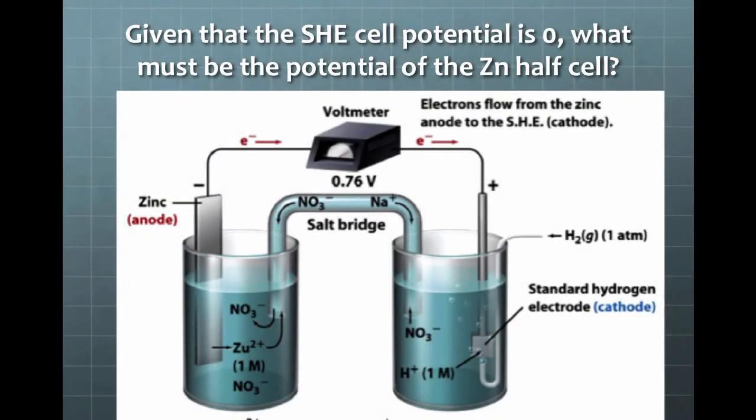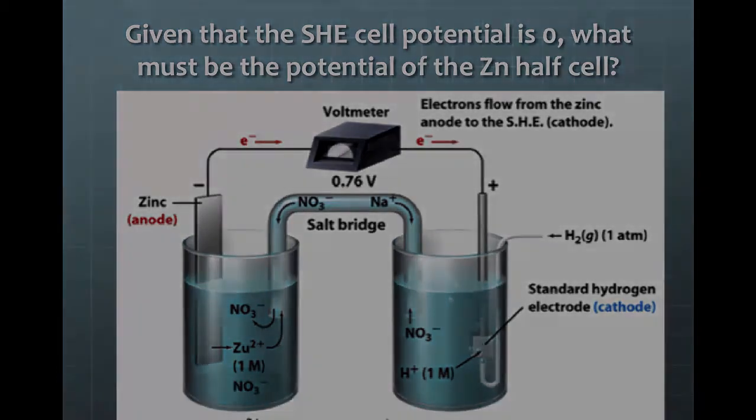Given that the SHE electrode cell potential is 0, what must be the potential for the zinc half reaction cell? Pause the video and try to determine the answer. It turns out the zinc half reaction is the only thing that's giving it an overall voltage of 0.76. So it has a positive potential of 0.76 when the zinc donates electrons.